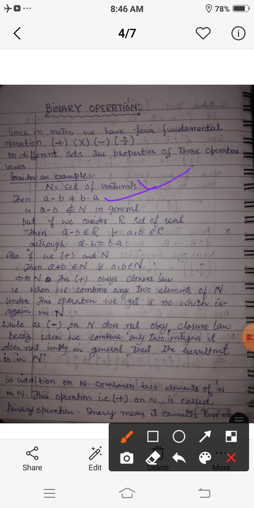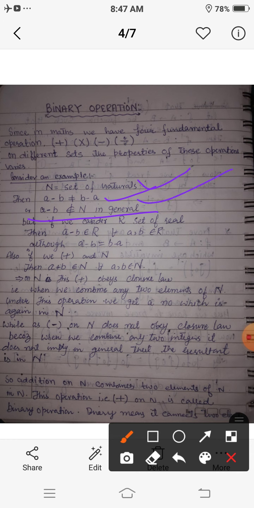But if we consider this subtraction over N, then a minus b does not belong to N in general. Like if we consider 5 and 2, 5 minus 2 is 3, that is natural, while 2 minus 5 equals minus 3 does not belong to N. So under this subtraction, a minus b does not belong to N in general.